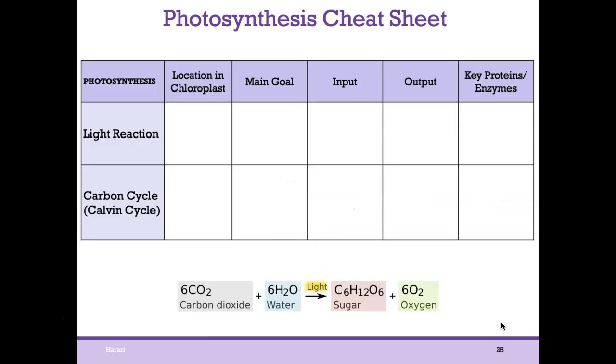So in the learning map, you'll see a table that looks like this. And this is what I want you to know at the very minimum. For each, the light reactions and the carbon cycle, know where it's happening in the chloroplast, what's the main goal, what are the inputs, like what goes in, and then what comes out, what are the outputs, and then what are the major proteins and enzymes involved in each step.